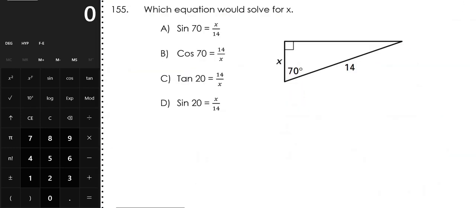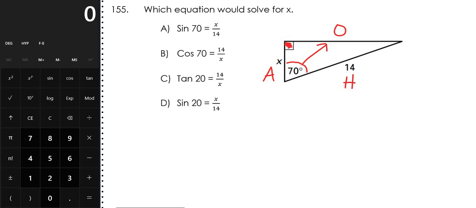Number 155. Which equation would solve for x? Okay, so I look at this figure and it's a right triangle and I have an angle measure. So I'm thinking trig. And looking at all my choices, we have sine, cosine, tangent. So we're using trig. Now, I'm going to take a look at my diagram. Notice that I have 70 degrees as a reference angle. And starting from there, I'm going to label opposite, adjacent, and hypotenuse. Opposite, adjacent, and the hypotenuse is always across from your right angle.